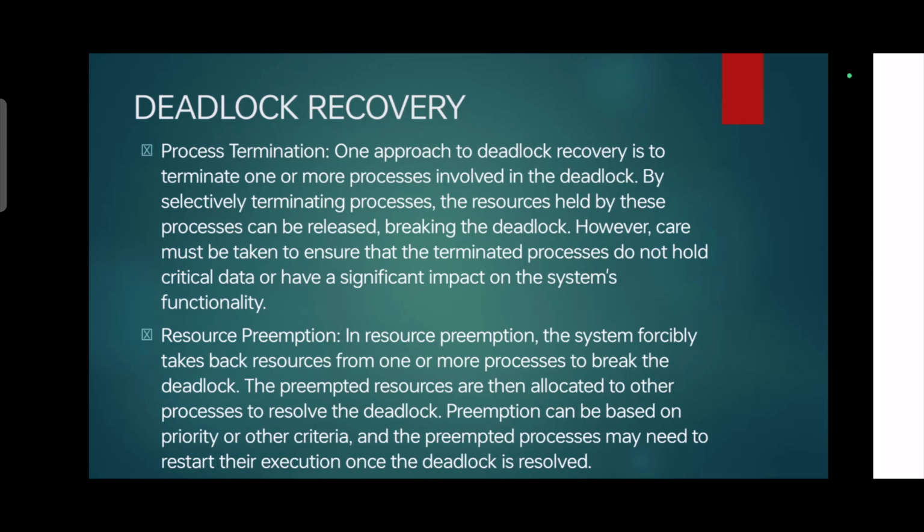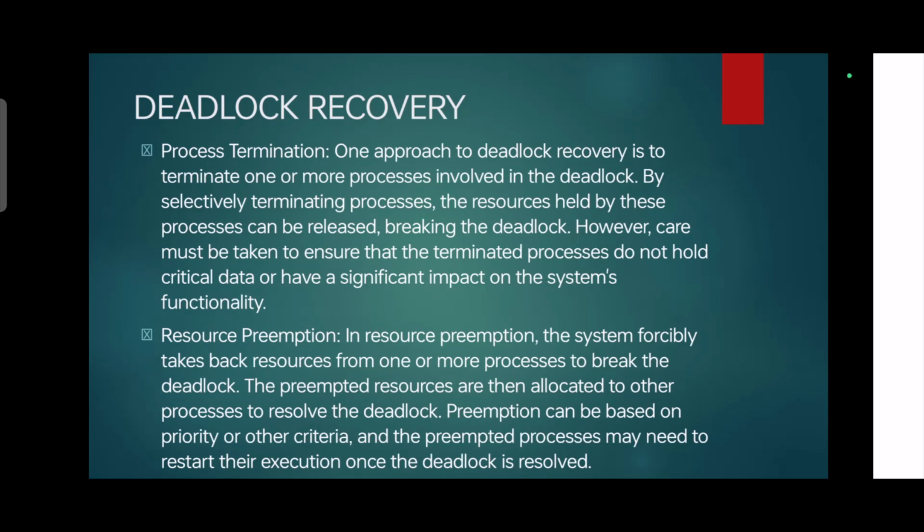Process termination. One approach to deadlock recovery is to terminate one or more processes involved in the deadlock. By selectively terminating processes, the resources held by these processes can be released, breaking the deadlock. However, care must be taken to ensure that the terminated processes do not hold critical data or have a significant impact on the system's functionality.